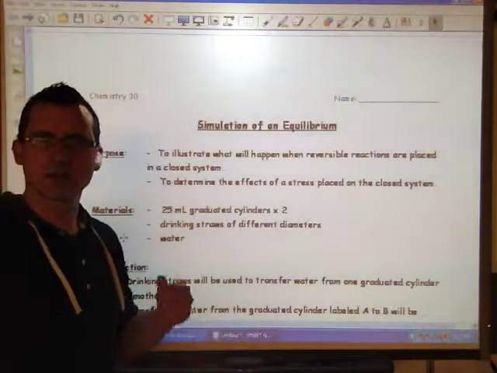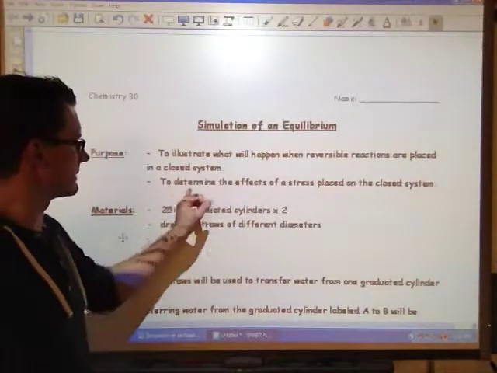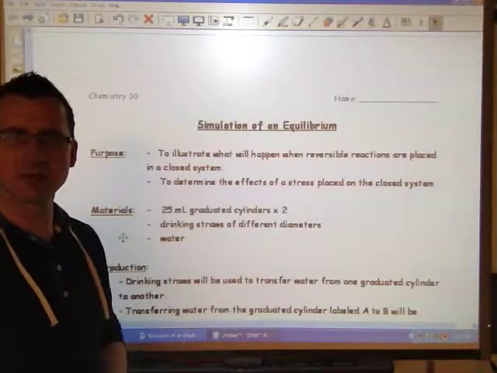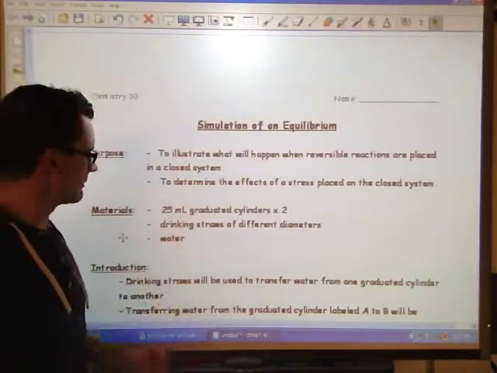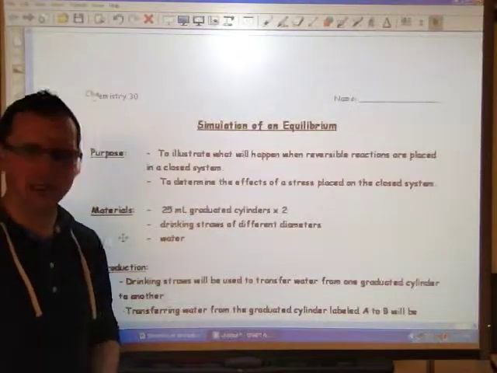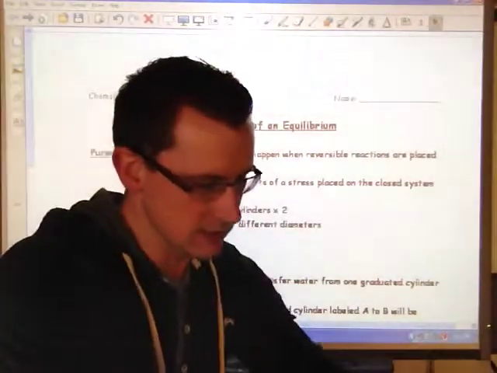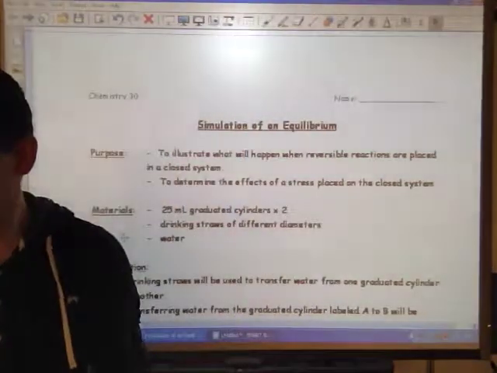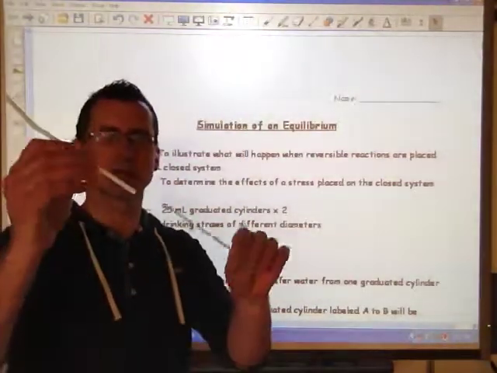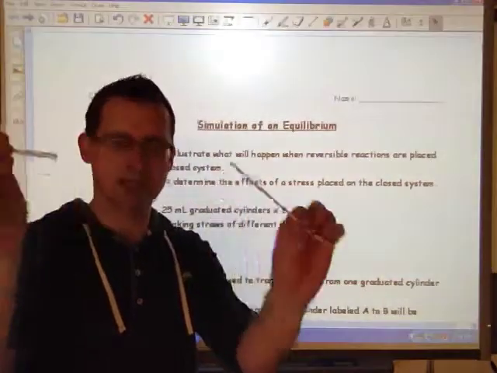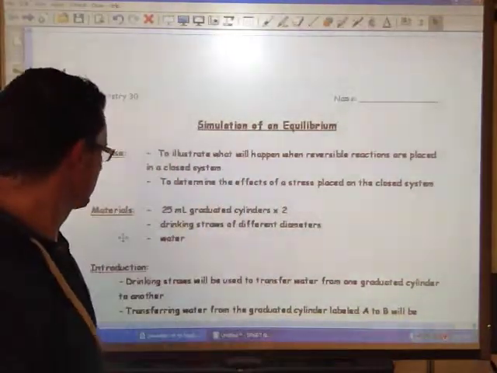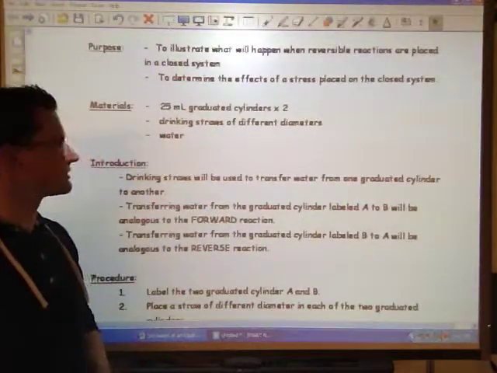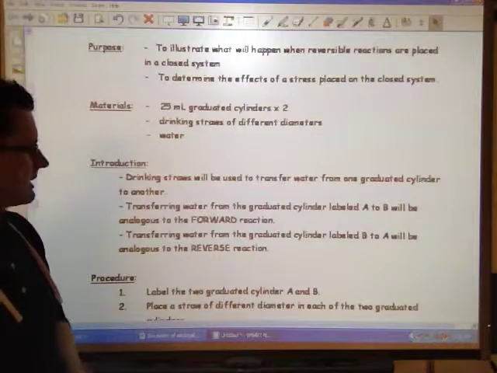Then later on, you'll call me to come around. I'll do some things, and then we'll look at the effects of a stress that has been placed on an equilibrium, what exactly happens there. So the materials are really, really easy. Two 25 mL graduated cylinders, like that. Two drinking straws of different diameter, so you know they have different diameters if you can fit one inside the other. It's very important that we use both of those. And of course, water.